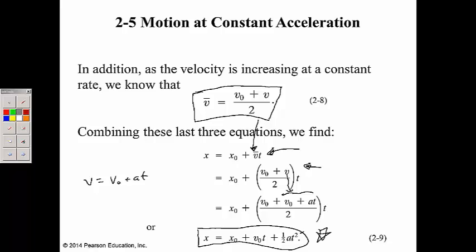And you'll note that there's actually a time squared here. This is a quadratic. So you might want to go and take a look at your old algebra notes about how to solve a quadratic equation. If, for example, I gave you the position over here and I asked you to solve for time, you need to use the quadratic equation to do that.